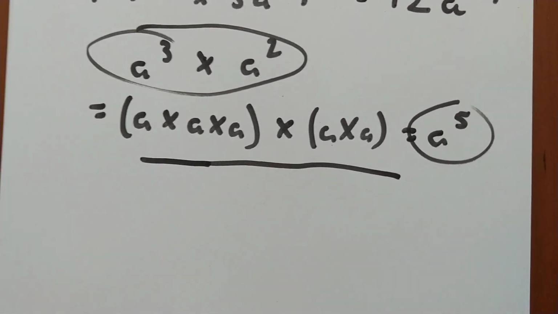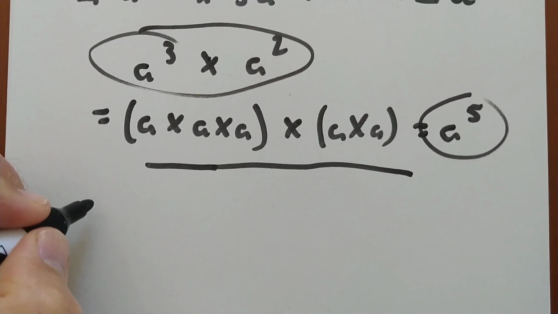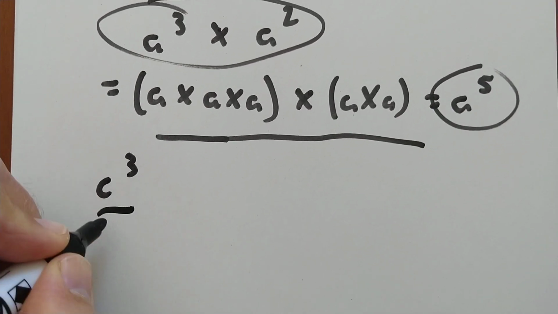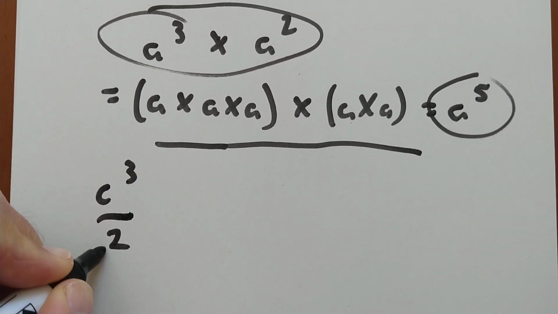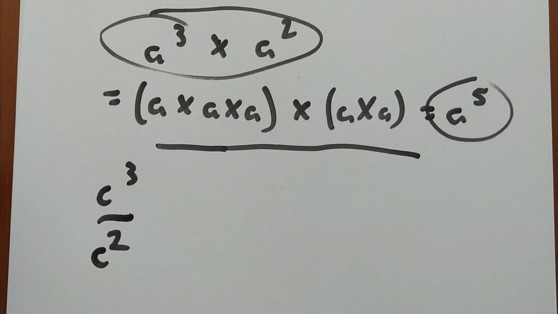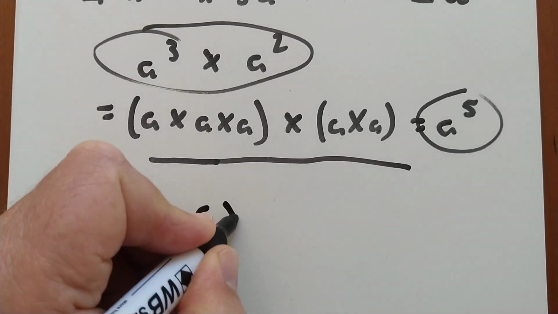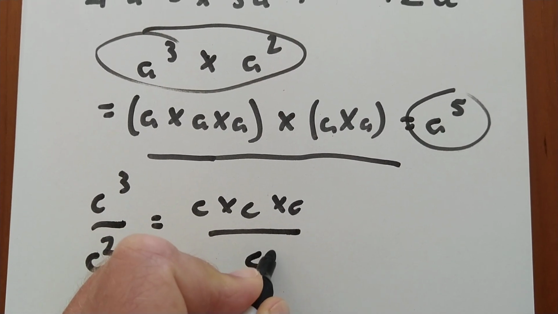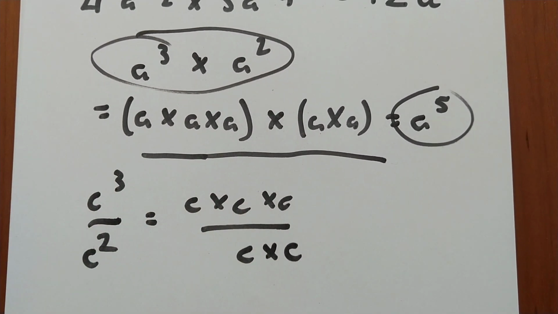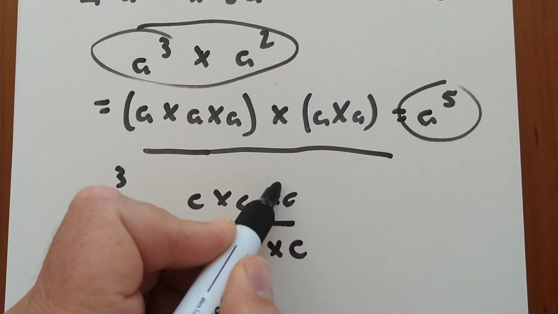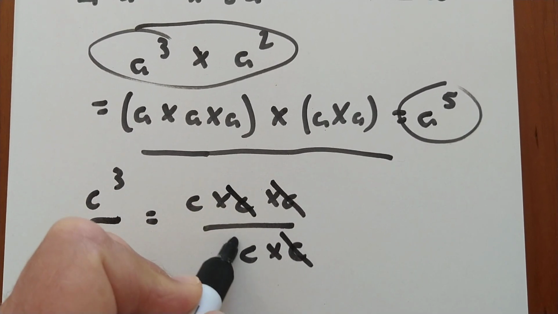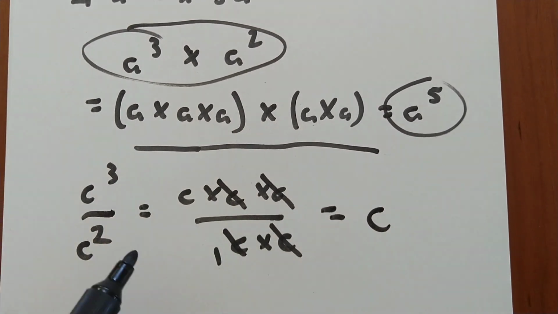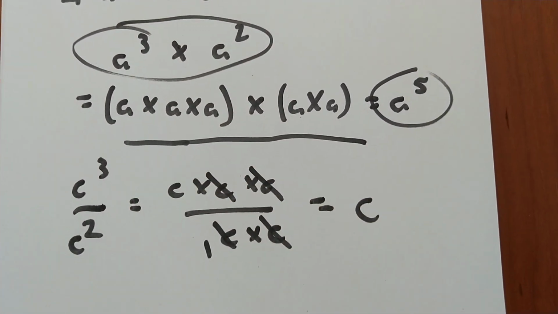In the same way, what if I had something that said c cubed over c squared? Well, that's easy enough. C times c times c over c times c. Cancel terms. Cancels there, goes once. C over 1. Oh, that's just c. C to the power of 1 is, of course, c.